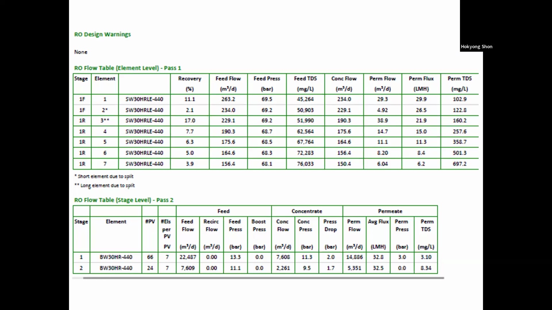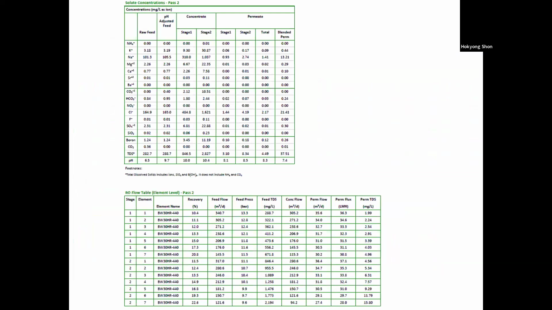Also, you can see the stage level flow table and the different stages. So we have first stage, second stage, the feed flow rate, your concentrate flow rate, and permeate flow rate. So it shows your flow rate is very well balanced from your design. You can get this result. And then solute concentration, pass 2, pass 1. Also, you can see the individual ion.